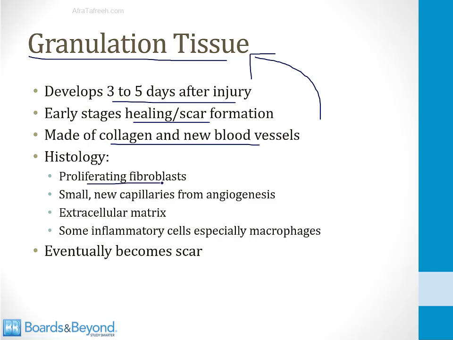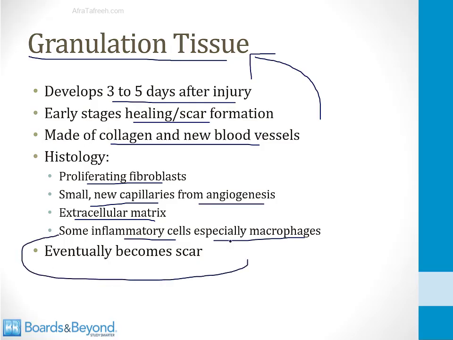You see proliferating fibroblasts because they're important for scar tissue formation. You see small new capillaries forming from angiogenesis. You also see some extracellular matrix that's been laid down by fibroblasts, and you can also see some inflammatory cells, especially macrophages, and eventually the granulation tissue will turn into scar.